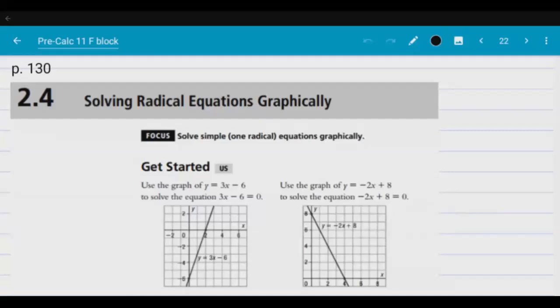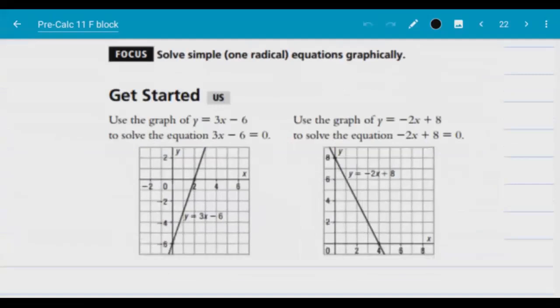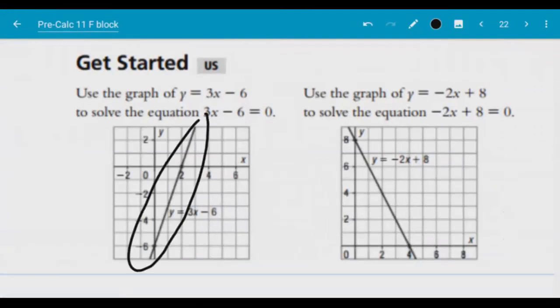All right, people. So this is section 2.4, and we are going to get started on page 130. Here we go. Use the graph of y equals 3x minus 6 to solve the equation. Now, guys, in here, you are given the graph already of y equals 3x minus 6, which is this one. It already gives you the line, right?